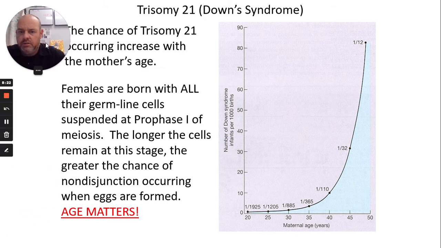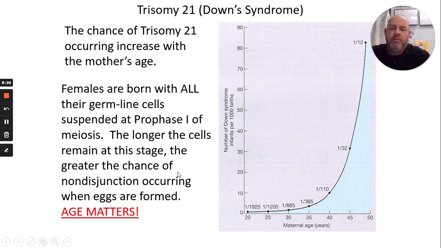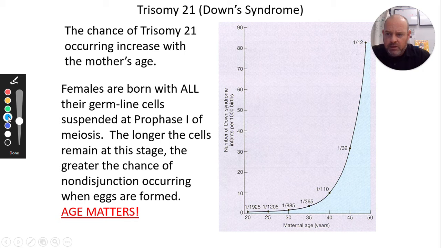So here's a little chart to look at what's going on with the chances of getting Down syndrome, and really the chance of trisomy 21 occurring increases with the mother's age. So if we look at this part, females are born with all of their germline cells suspended at prophase 1 of meiosis. The longer these cells remain at this stage, the greater the chance for non-disjunction occurring when the eggs are formed. So when you're 20, it's about a 1 in 1925 chance. 25 is about 1 in 1200.